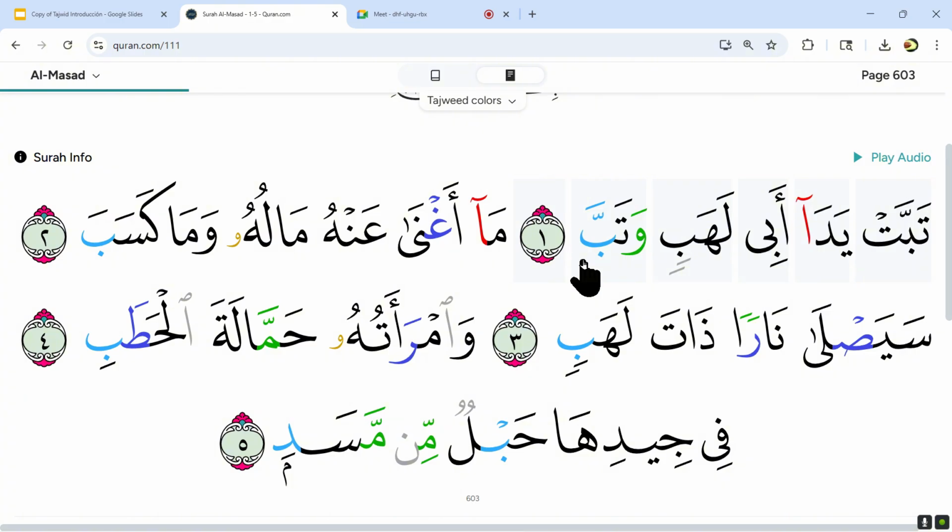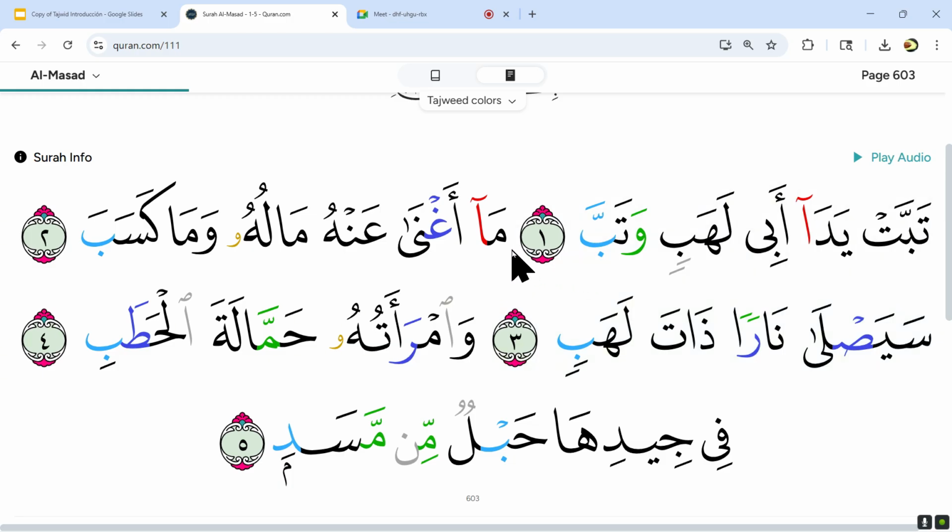Now you want to exaggerate. I can't start from the word, so I have to start from the beginning. Tabbat yada abi lahabin wa tab. Like a real nice B at the end, because of the shadda. Yeah, because there's a double B. It's a little W looking thing. So whenever you see that on top of the letter, you need to emphasize that letter.